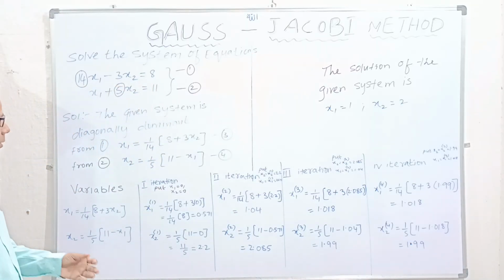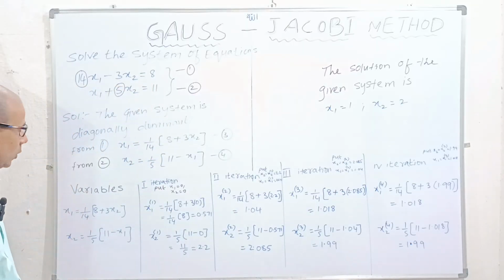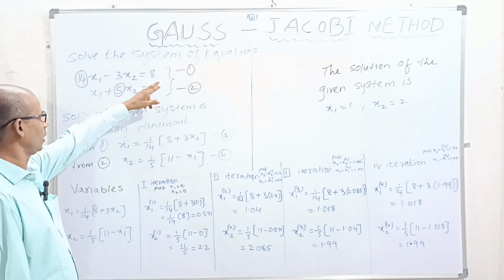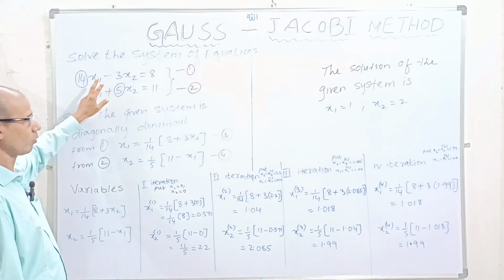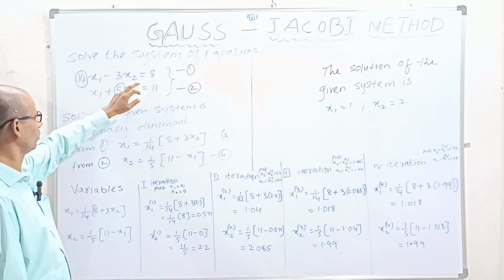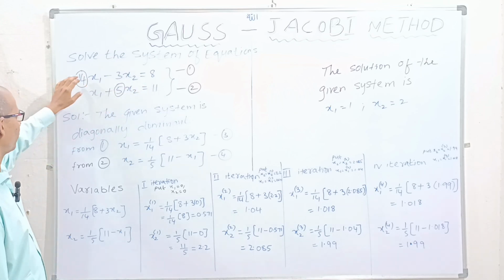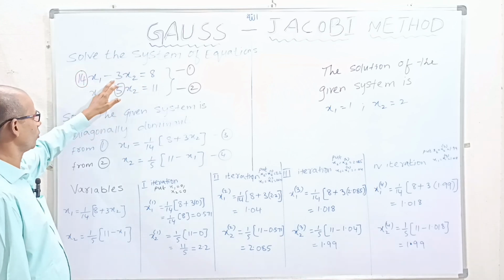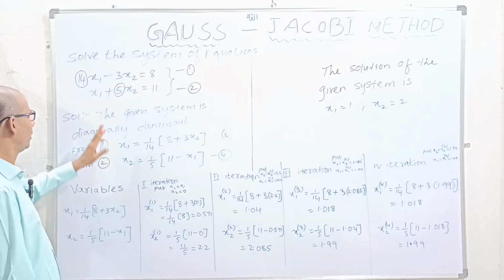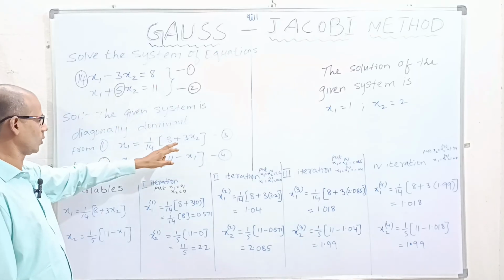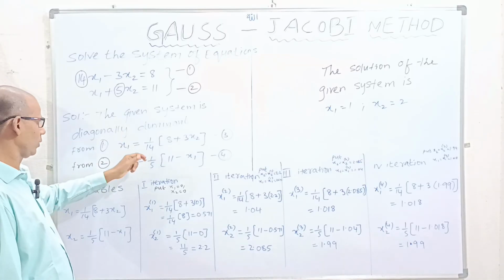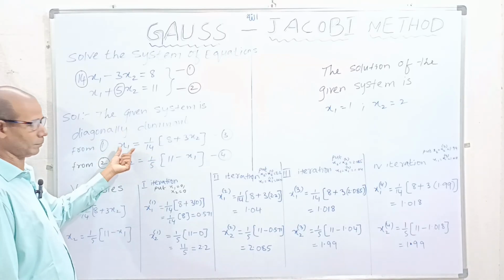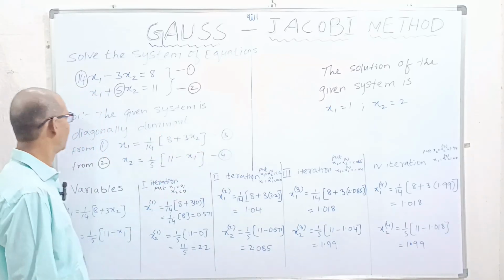So how do we solve it? Let us do it. From the given equation number 1, we have to find the value of x1. If I want to find the value of x1, I have to move this term to the right hand side, so it becomes 8 plus 3x2. Now the coefficient of x1 is 14, so I will divide by 14 and I will get x1. So this is equation number 3.